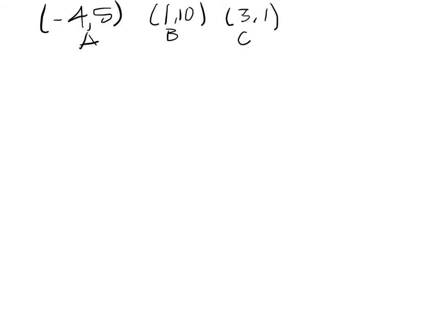Okay, so on the previous slide, I was trying to find the angles between all these vertices. I called point A (-4, 5), B (1, 10), and C (3, 1). So I found on the previous slide that angle A was 74.74 degrees.